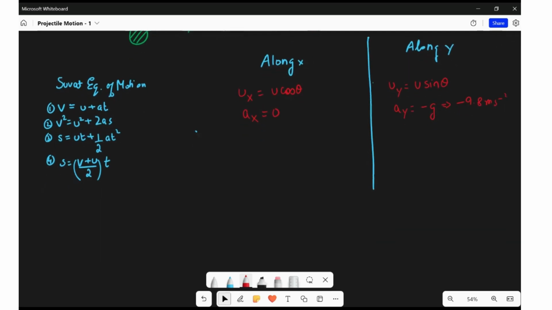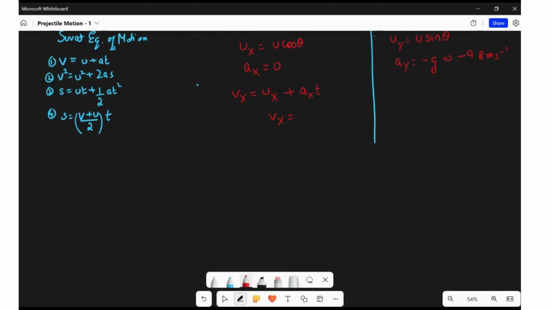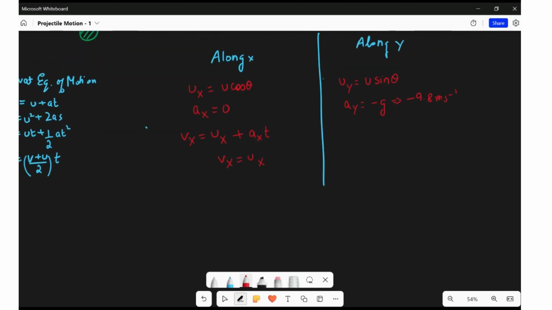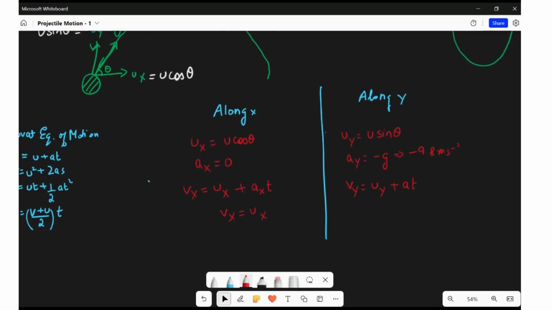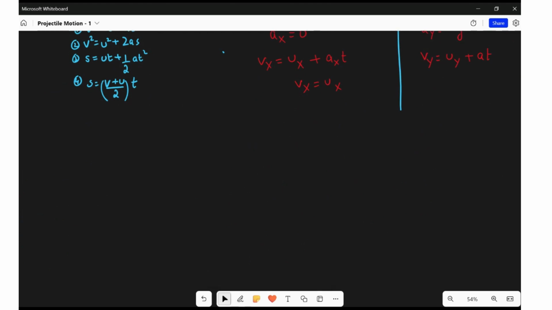Now proceeding further, let's take the first SUVAT equation again. Now velocity along x is equal to the initial velocity along x plus a_x t. Now acceleration along x is 0, so v along x is equal to u along x. In this, we'll take v along y is equal to u along y plus at. Now in this projectile, we have three things which we need to derive. So let me mention those things one by one.